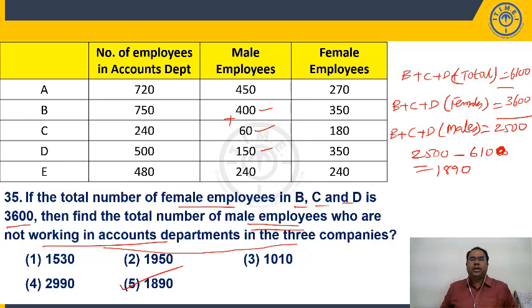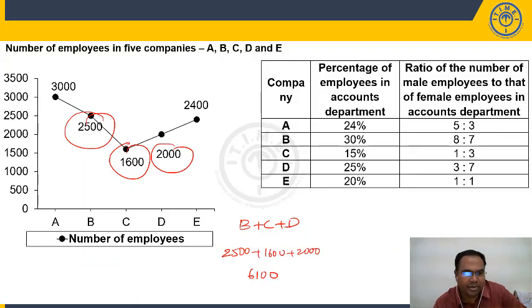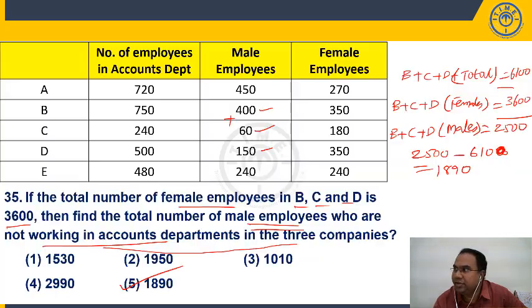So what is this question? B plus C plus D, female employees is 3600. From the line graph we can say total employees male plus female 2500, 1600, 2000. It is 6100. From that remove 3600. B plus C plus D males we have got 2500. Out of that males we have B plus C plus D accounts department 460 plus 150, 610. So male employees who do not belong to accounts department means total males are 2500 in this, accounts are 610, remove that, 1890 should be your answer.